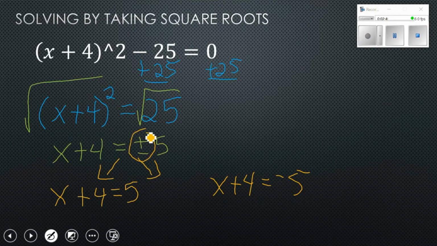Now we have two simple linear equations to solve. Our first one is going to yield x equals 1 as a solution. And our second one is going to be x equals negative 9.